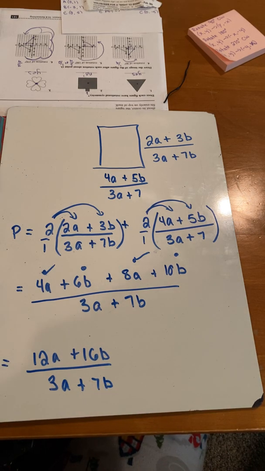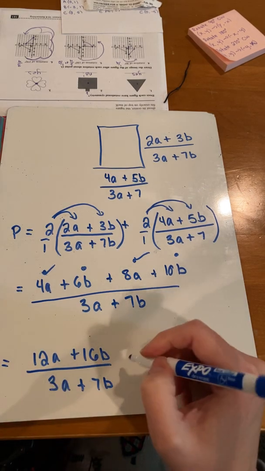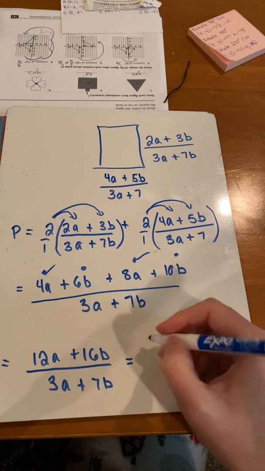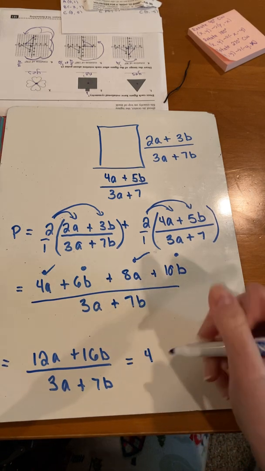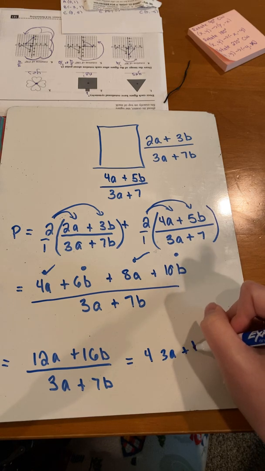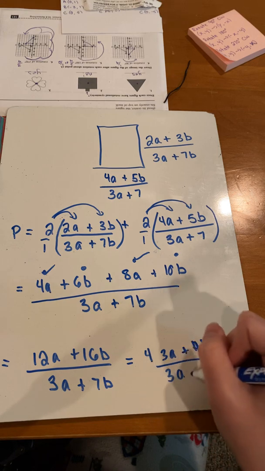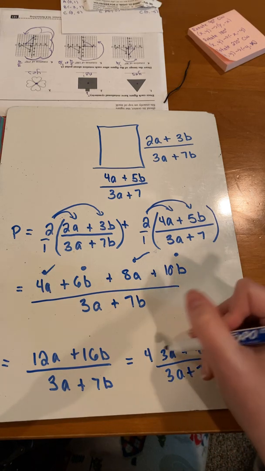And now you have the choice. You can leave it just like this because it is as simplified as you can get. Or you can factor a GCF out of your numerator. You can pull out a 4, and you'll be left with 3a plus 4b over 3a plus 7b. But this is optional.